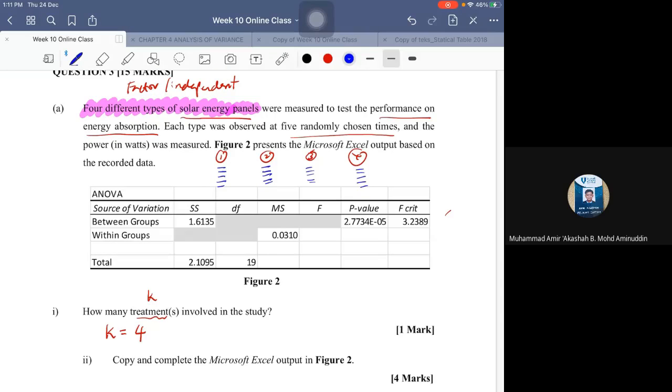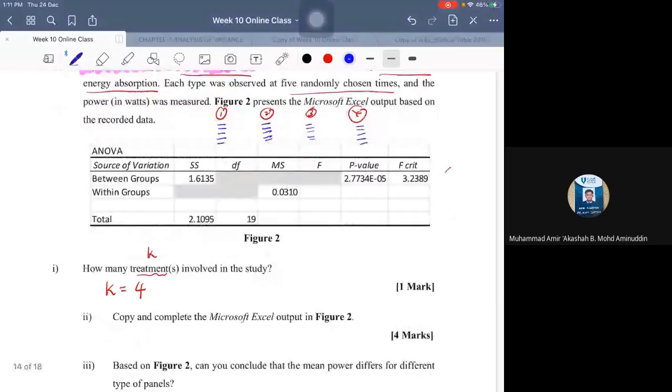All right. Next, the question asks you to copy and complete the Microsoft Excel output. This is actually a previous exam question. When you do this test face to face, you have to copy the whole table into your answer script, but not for this case. We're going to answer it right here. So we have to complete the output.